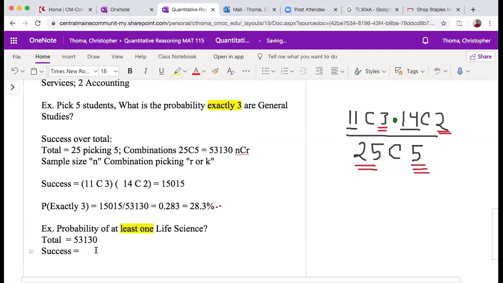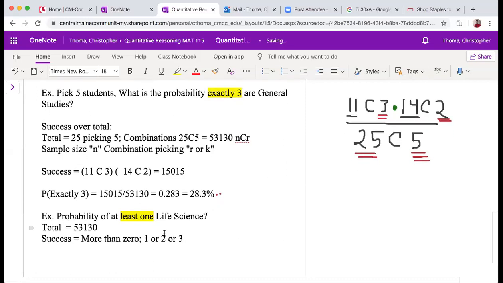So this is where the complement comes in, right? So success is more than 0, right? Which means in our case, I get 1 or 2 or 3, right? If I do it this way, 1, 2, and 3, I have to do these above calculations 3 different times, which is not wrong. You just got to do it 3 separate times and then add your answers together. However, getting 0 is the complement, right?